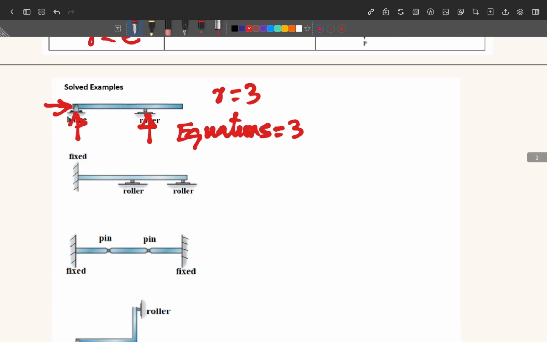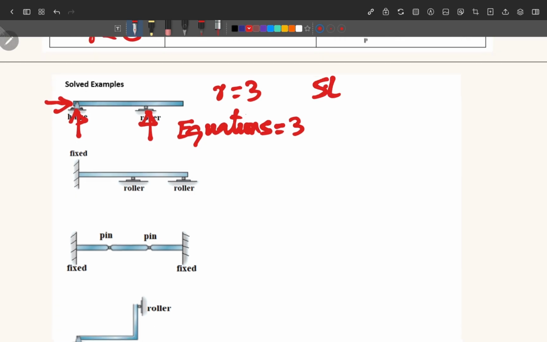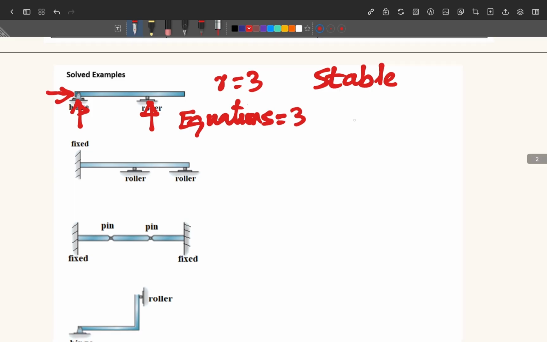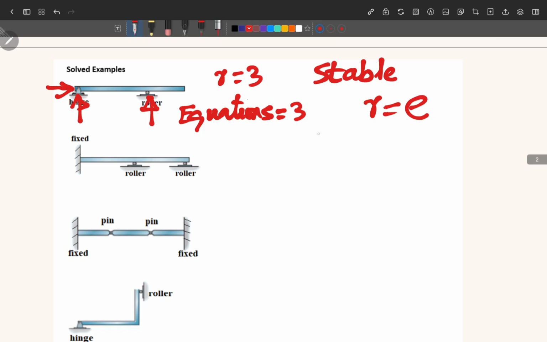So for stability, we check with this condition, it is stable. Why? Because the reactions are not parallel and the reactions are not concurrent. Reactions are not less than the equations of equilibrium. Now we look for its static determinacy, whether it is statically determinate or indeterminate. If we see here, when R is equal to E, the structure is statically determinate.